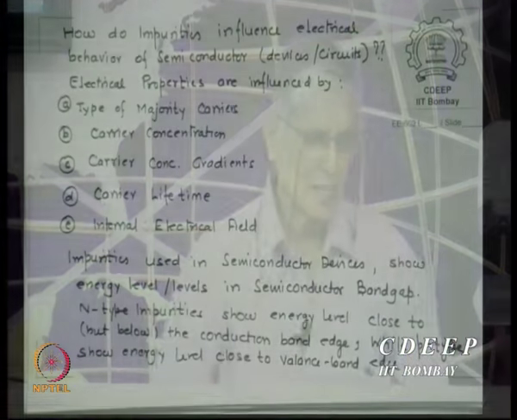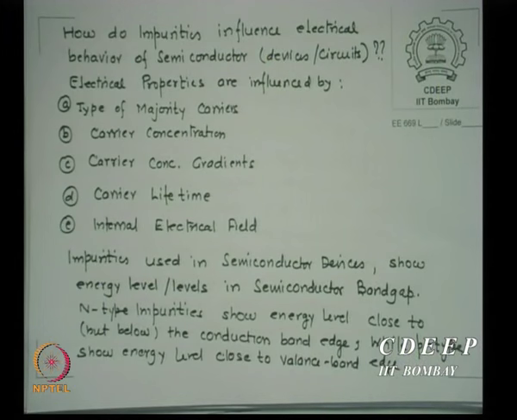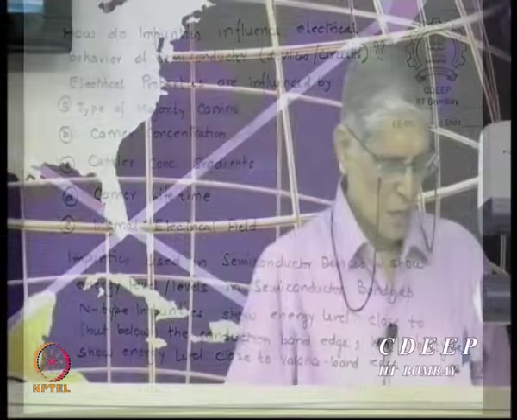How do impurities influence electrical behavior in semiconductor devices and circuits? Essentially, the concentration decides the majority, how much of the majority carriers, P-type or N-type, that will decide the property. How many carriers, the carrier concentration you have, is also going to decide the property of a semiconductor or circuit rather. Carrier concentration gradients decide how fast or how far they will go.